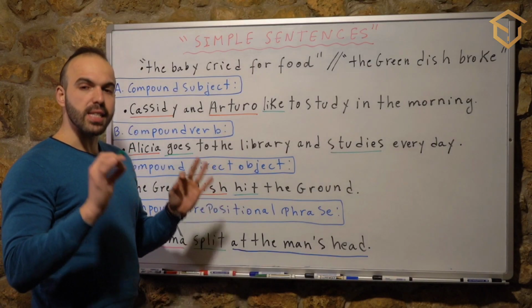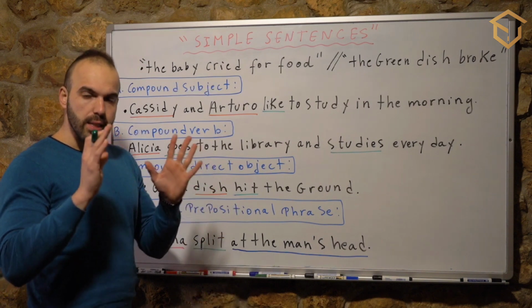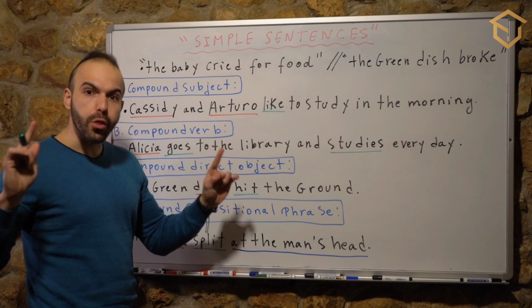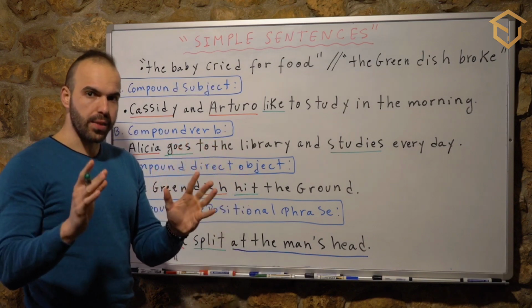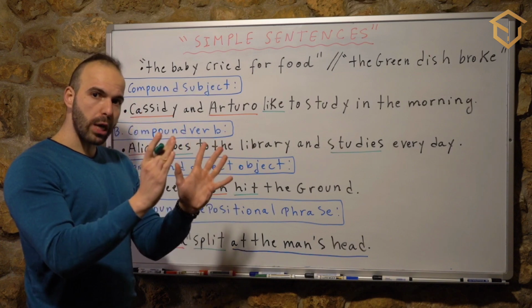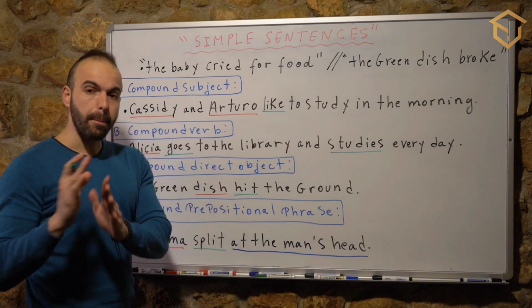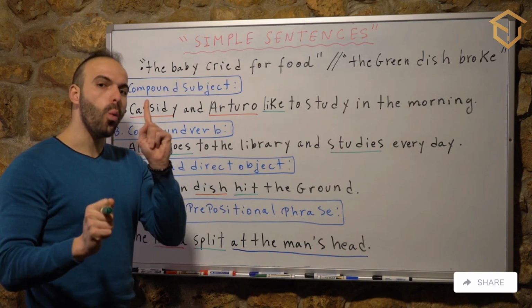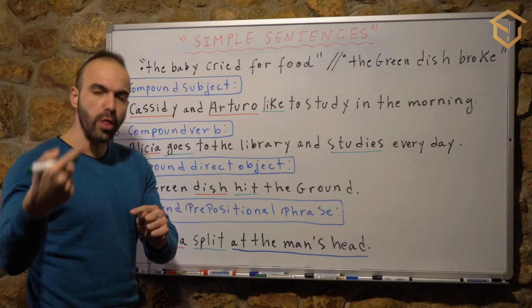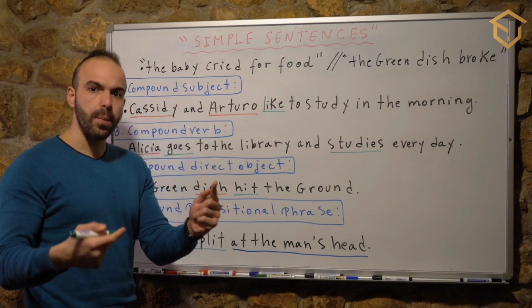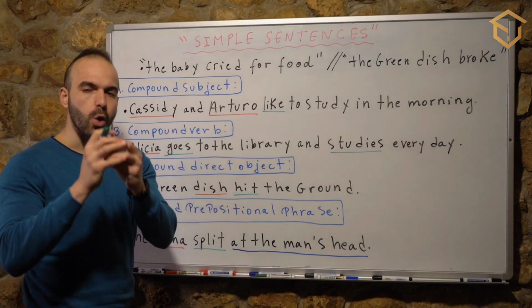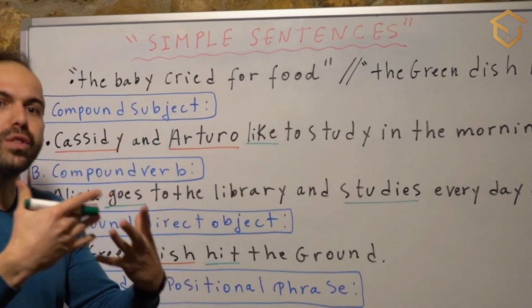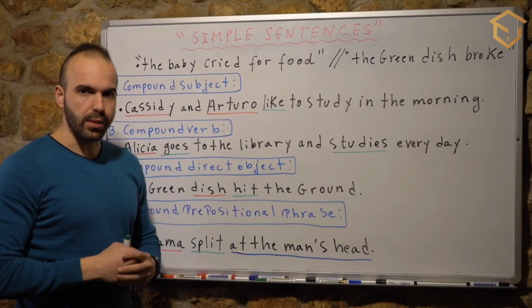So what is a simple sentence? A simple sentence usually expresses one single thought. A simple sentence contains a main subject and a main verb, but it doesn't have to be one subject only or one verb only. It could be more than one subject and more than one verb, but it still expresses one single thought. Let's see some example sentences before we move deeper into the types of simple sentences.